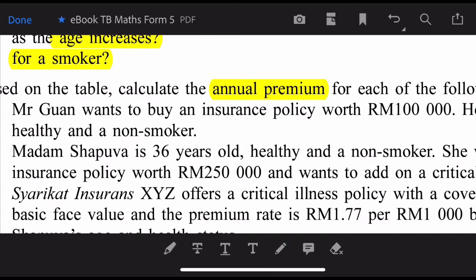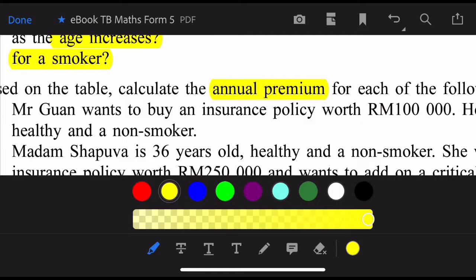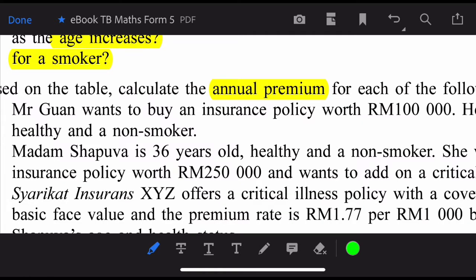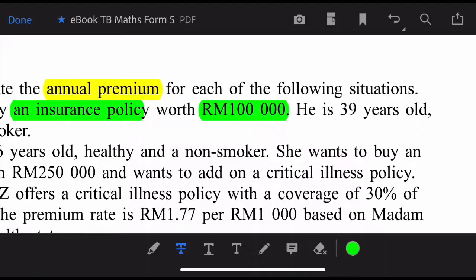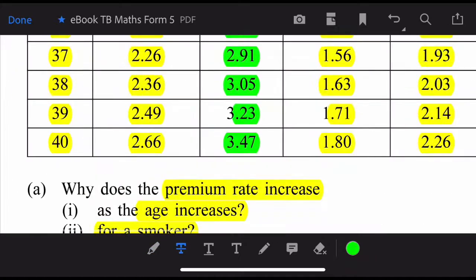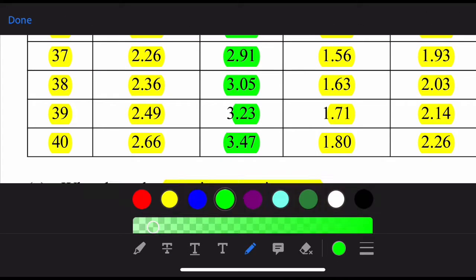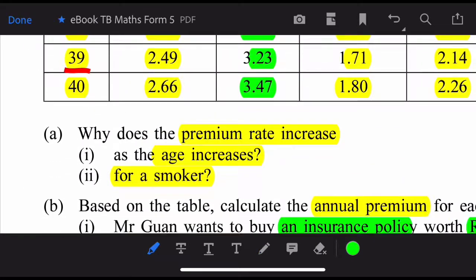Okay, case 1 is about Mr. Guan, who wants to buy an insurance policy worth RM100,000. He is 39 years old, so we have to refer to the table. He is healthy and a non-smoker. So 39 years old, where is it? Let's have a look. All right, 39 years old, and he is a non-smoker.